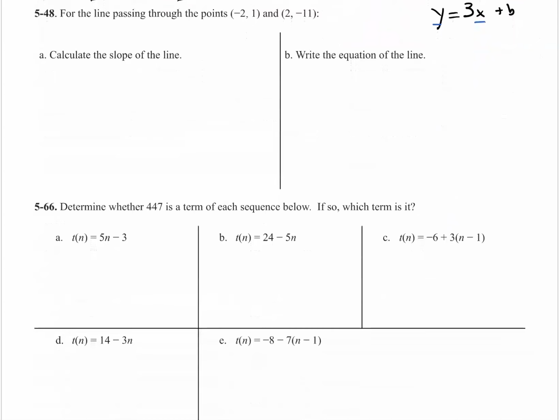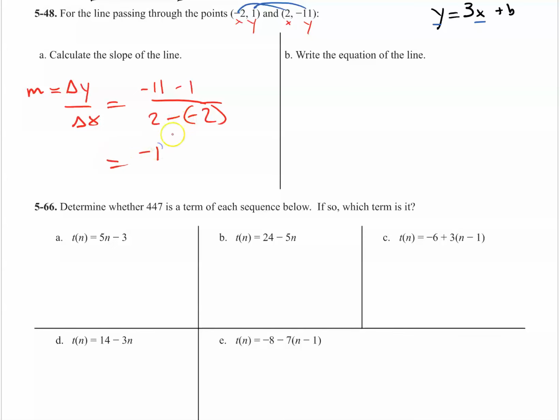548. For a line passing through these points, calculate the slope, write the equation. Slope. These points are written in the form x, y, x, y. And we need to subtract the y's and also subtract the x's. Slope is delta y over delta x. So let's subtract those y's. Negative 11 minus 1 divided by 2 subtract negative 2. Be careful because on the bottom of this, that becomes a plus sign.